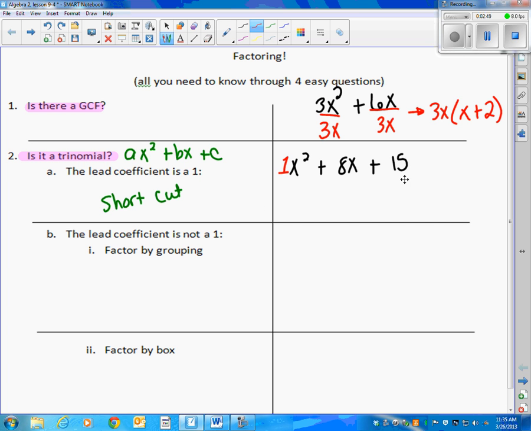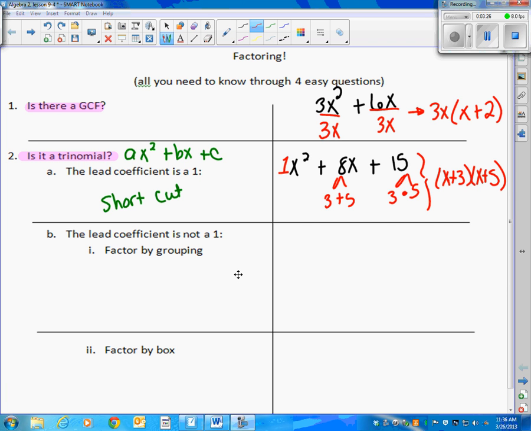The shortcut is let 2 numbers multiply to give you 15 and add to give you an 8. Well, I know 3 times 5 is 15. 3 plus 5 is 8. So my final answer, I put them in parentheses, x plus 3 times x plus 5. Okay, so that's factoring using the shortcut.